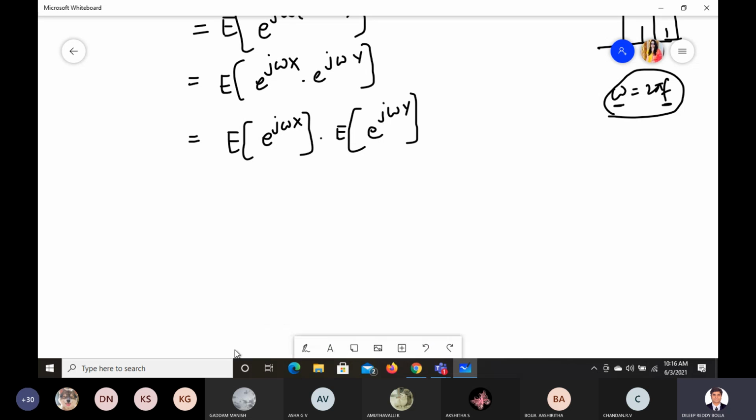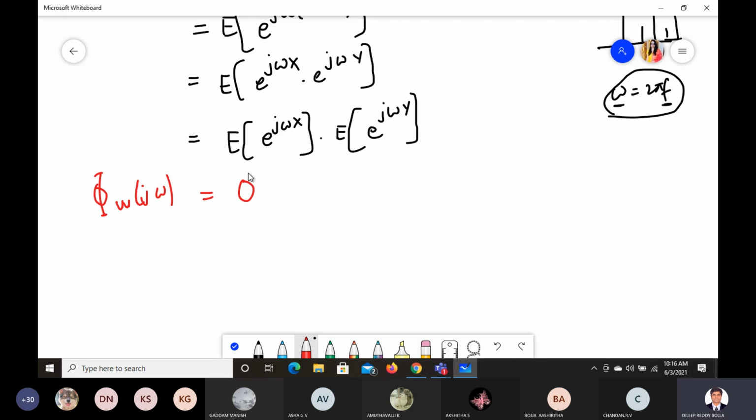Yeah, the final expression I'm going to write. So finally, phi w of j omega is equal to phi x of j omega, here it is omega, right? Here also it's omega. Actually it's not plus, it's a product, into phi y of j omega.